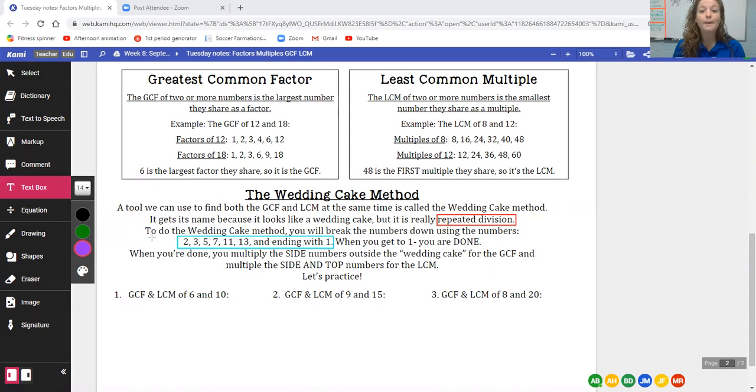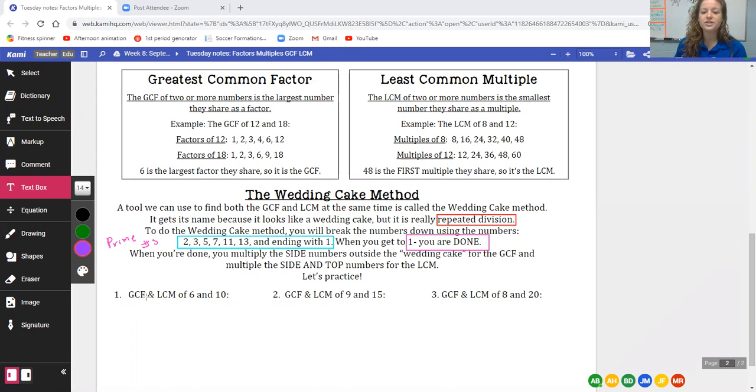They are all prime. Okay, so those are prime numbers. When we are trying to find the GCF and LCM, we must use prime numbers. Okay, now when you get to 1, you are done. It rhymes. Should be able to remember that one really easy.